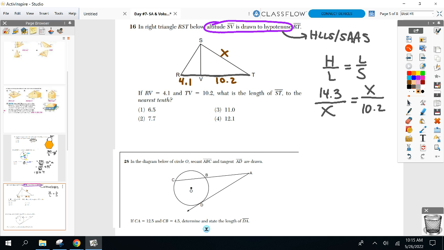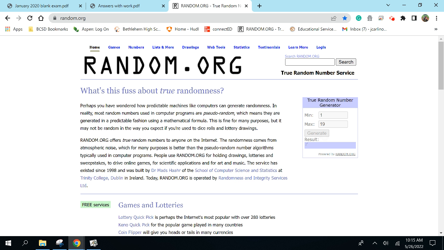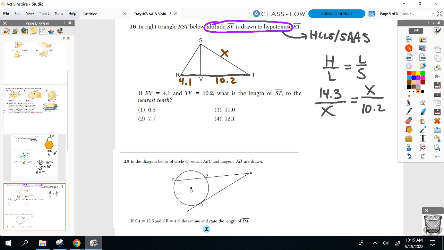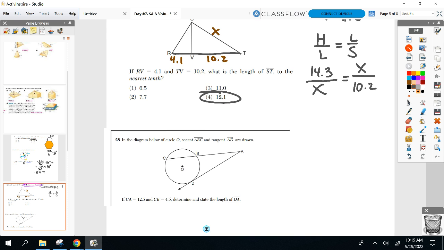To the nearest tenth, let me know. 15. 12.1. Questions? Hills and SAS, altitude to the hypotenuse. Ding, ding, ding. Hey, 28, one more problem. Let's do a part 2 problem. See if anybody remembers from our circle days here.